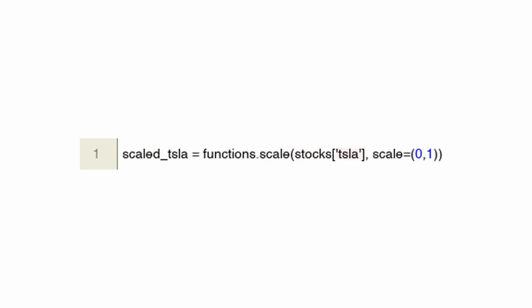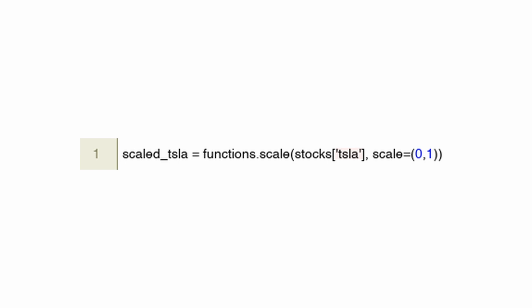stock return. This Python code snippet is utilizing a scale function from a module or package named functions. The function is being applied to a specific element, TSLA, which is extracted from a dictionary or a similar data structure named stocks. The TSLA key refers to data that, in the context, is likely related to the stock price of Tesla, Inc. The purpose of the scale function is to normalize or scale the Tesla stock prices, converting them into a predefined range, between 0 and 1 in this case.